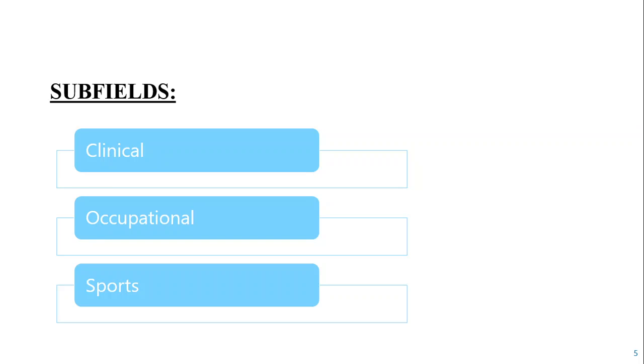Subfields. Biomechanical engineering sort of separates into three fields: clinical, occupational, and sports. For clinical, you can better understand diseases such as multiple sclerosis or autism. It involves mechanics of the body and diseases.